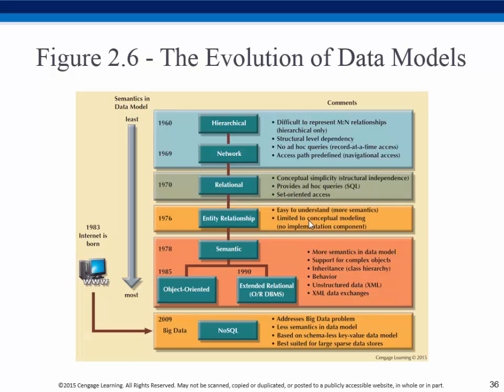78 through 90, you had your semantics with object-oriented and extended relational. More semantics and data models. Support for complex objects, inheritance, and class hierarchy were introduced. More behavior, unstructured data was supported by XML. Okay. And then big data with NoSQL addresses the big data problem, less semantics and data modeling based on schema, more key value data models. Okay, so we don't have a schema, we use the key and value data model. Best suited for large, sparse data stores.